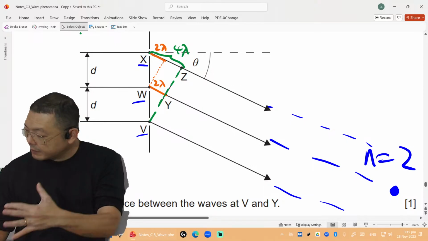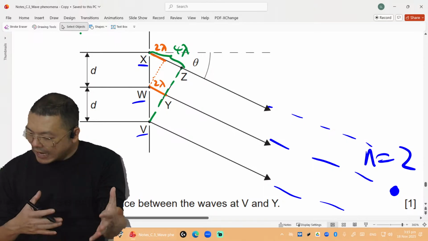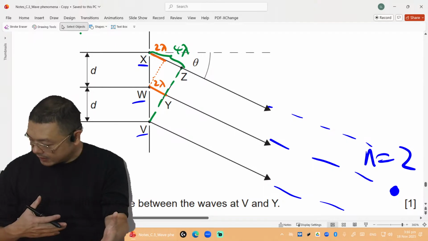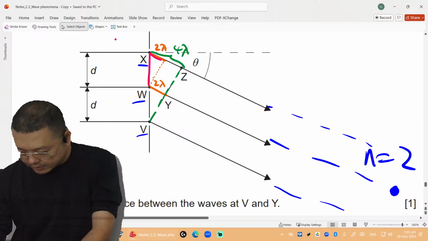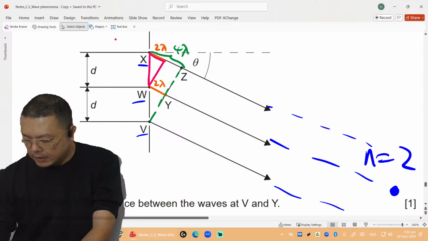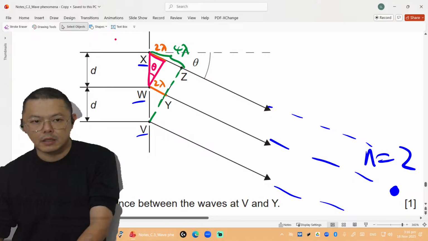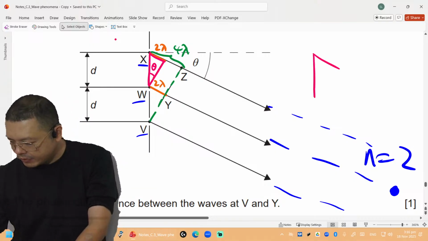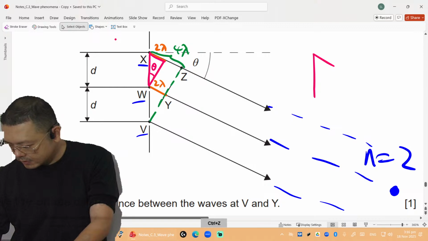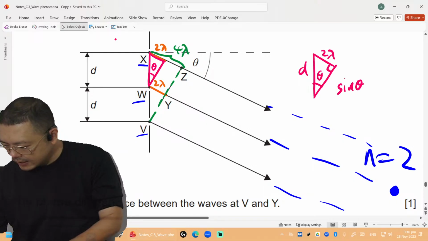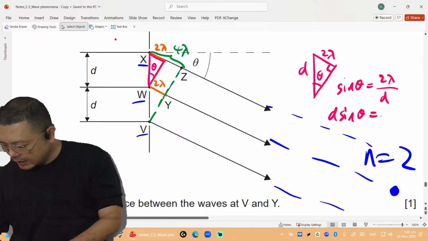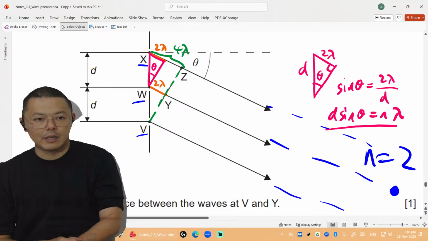The derivation of the diffraction grating equation and the double slit equation is very similar. So if you look at this triangle here, the pink one, this is theta. Do you see that? Right. So if you isolate that pink triangle there, this one here is 2 lambda. This is d, and this is theta. Sine theta equals 2 lambda over d. d sine theta equals n lambda. Right, that's how the equation was derived.